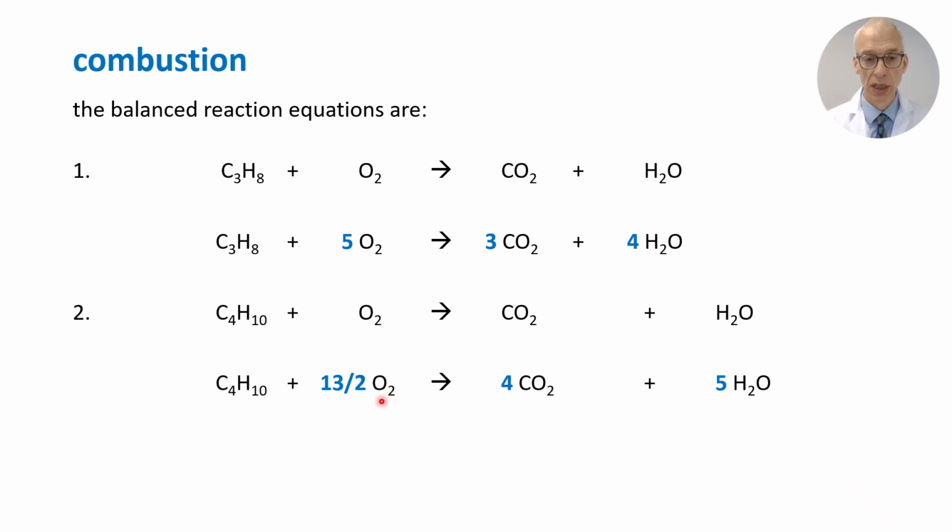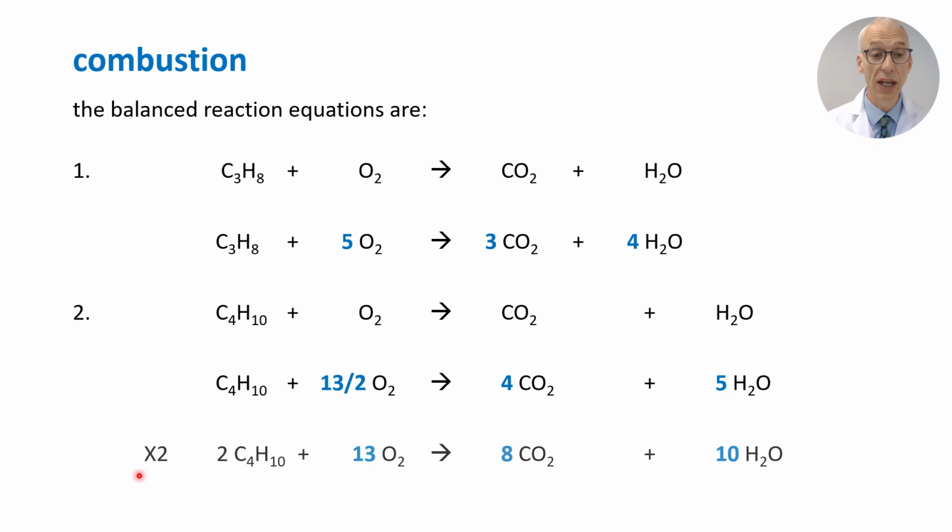But we don't have atoms on the left-hand side, we have O2 molecules. Each molecule has 2 atoms, so we need 6.5, 13 over 2 oxygen molecules. Now, you'll see that written in textbooks very often, either in this form or multiplied through by 2. So we get rid of 13 over 2 to become 13, but that means we need 2 butanes, producing 8 carbon dioxides, 2 times 4, and 10 waters. 2 times 10 is 20 hydrogens, 10 waters.